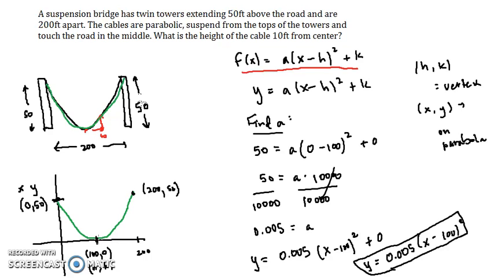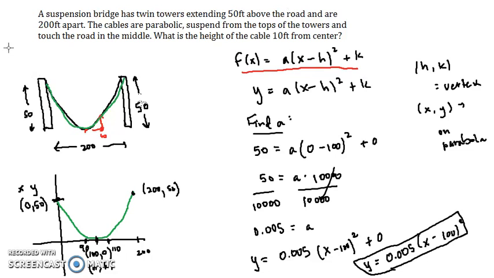All right, so we want to figure out what the height is going to be 10 feet from center. So 10 feet from center, either this way or this way. Doesn't matter which way you go because remember, our graph is symmetric. So 10 feet from center, you're either looking for 110 or you're looking for 90. It shouldn't matter which one you plug in. You should get the same answer either way.